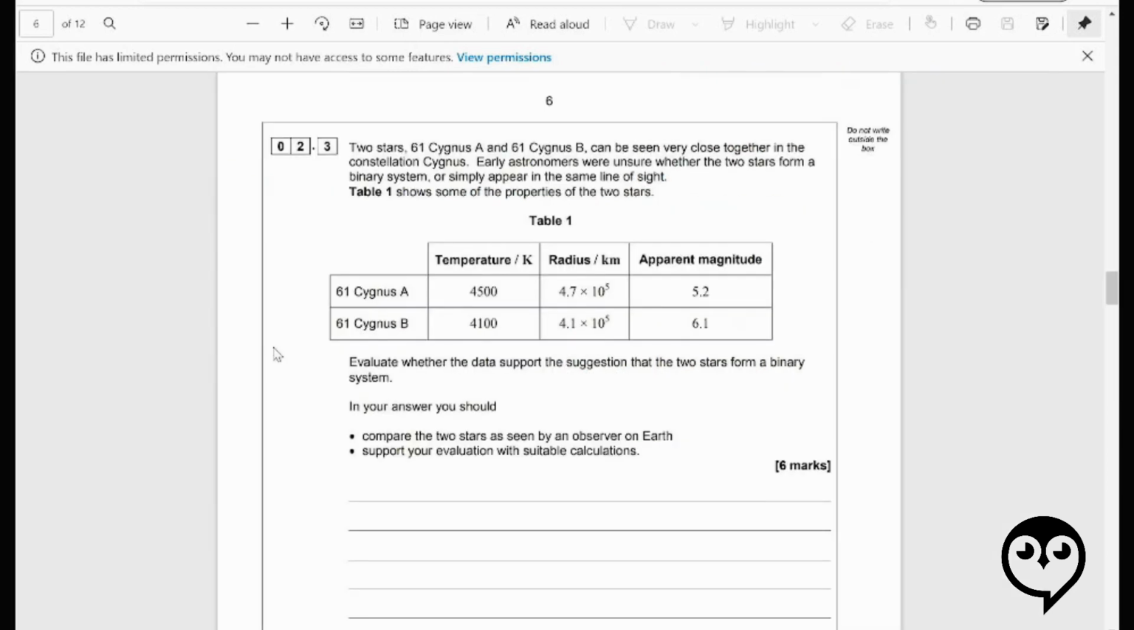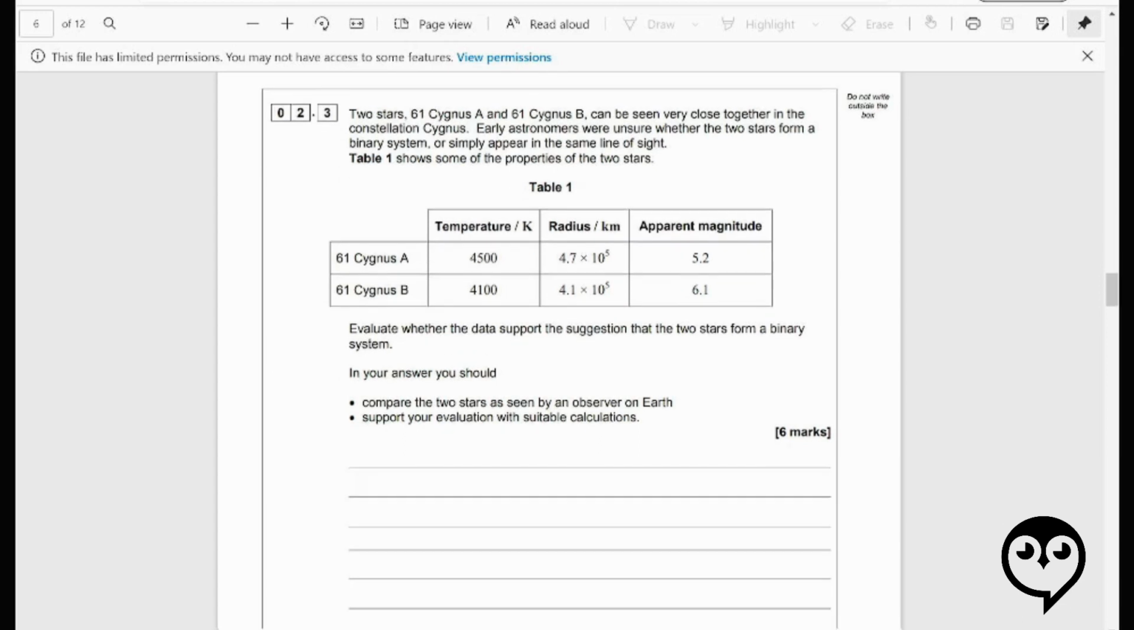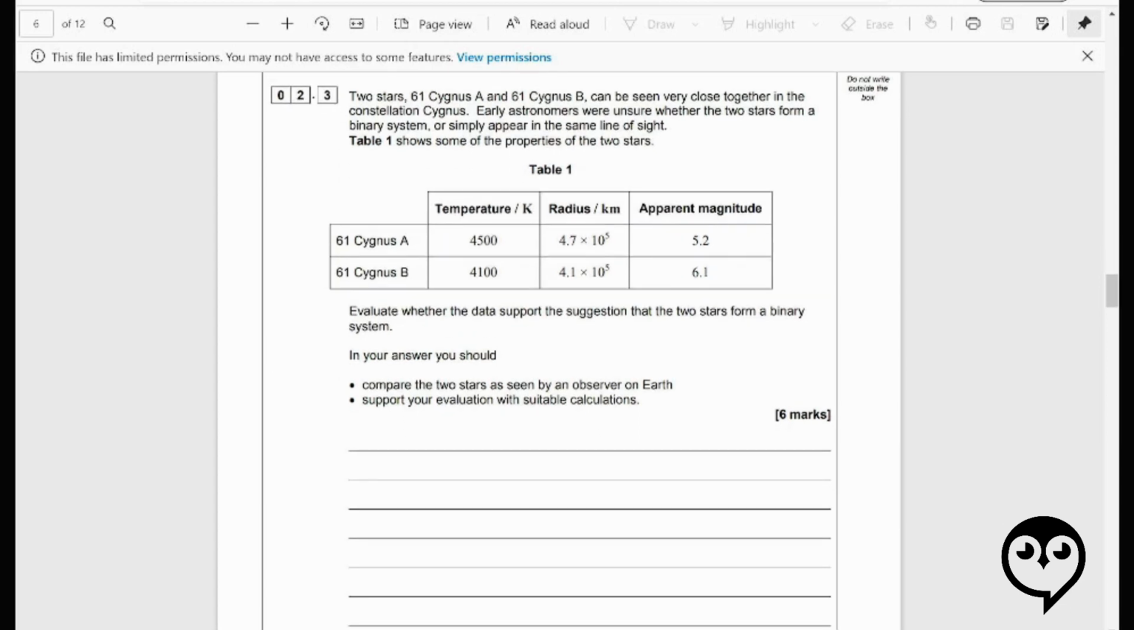Moving on, we're going to compare stars 61 Cygnus A and 61 Cygnus B. It says they can be seen very close together. Early astronomers were unsure if the 2 stars were a binary system or if they were just in the same line of sight. So I think we're going to be asked to figure that out. Okay. So what do we got here?